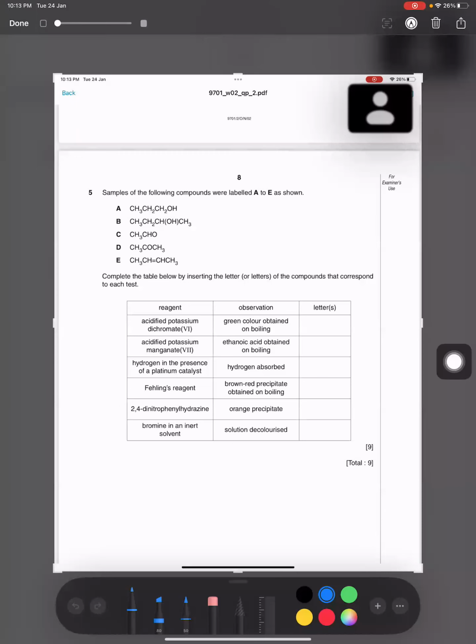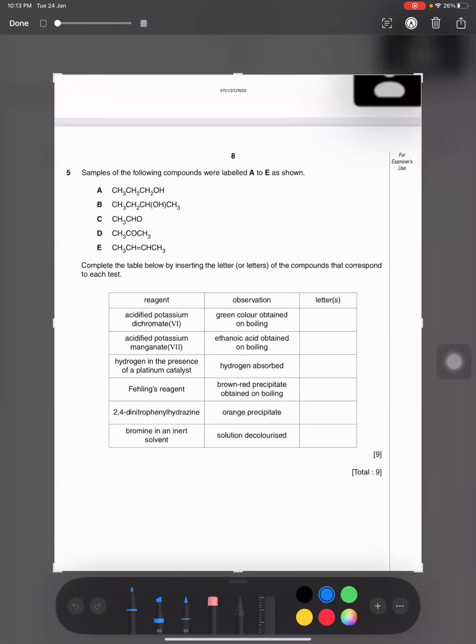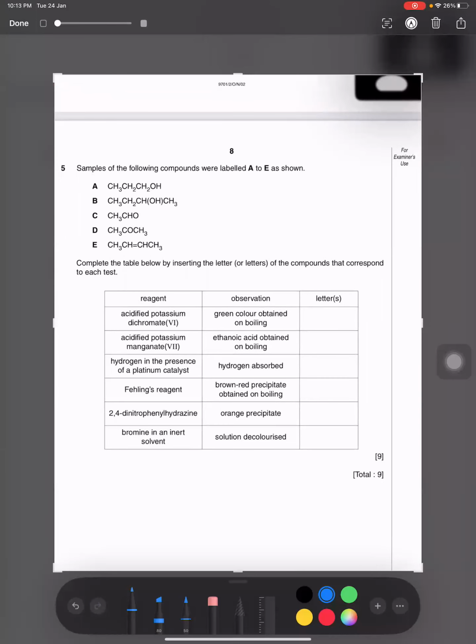Introduction over here. We are going to write out the letters, that is, which letters we can give to these compounds. So we have done this: if you have acidified potassium dichromate, it is actually K2Cr2O7 and it is changing its color. It is from orange to green.